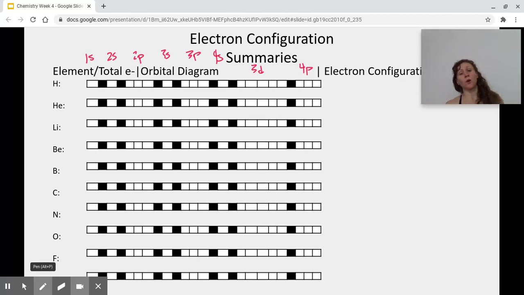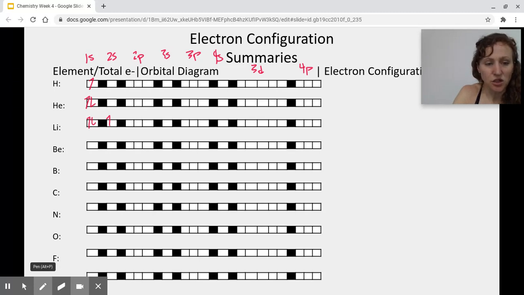You could keep going all the way up through 7f, or I guess 5f might be the highest we go. But anyway, you could just keep going. So in these, again, we put arrows. Hydrogen's going to get 1 arrow. Helium would get 2. Lithium would get 3.